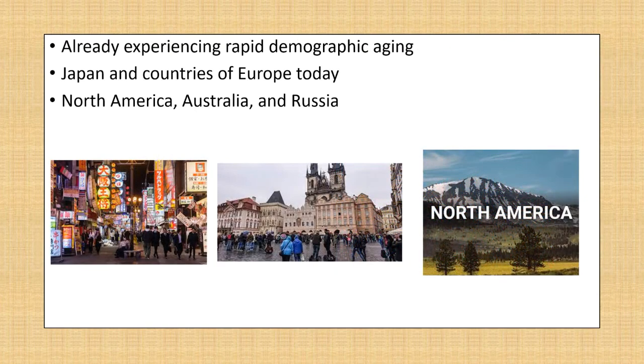In addition, the richer parts of the world are already experiencing rapid demographic aging, while many middle and low-income countries will soon confront it. As a result, Japan and countries of Europe today have the oldest population, followed by North America, Australia, and Russia. But soon, the momentum of global aging will shift to today's emerging markets, namely China and Latin America. These developments are highly predictable. Nevertheless, many countries are not well prepared for rapidly aging societies and declining work forces.